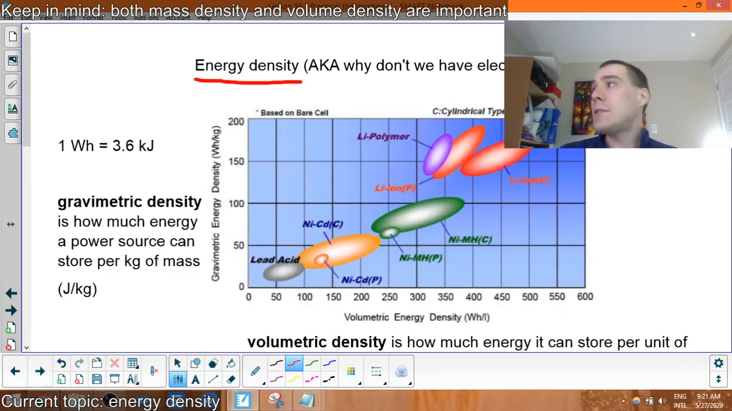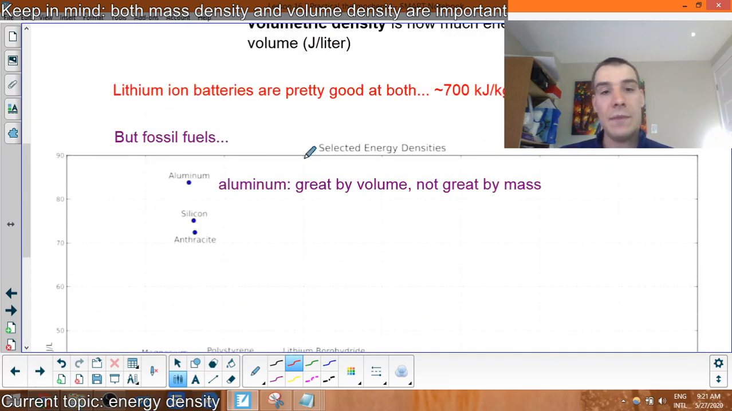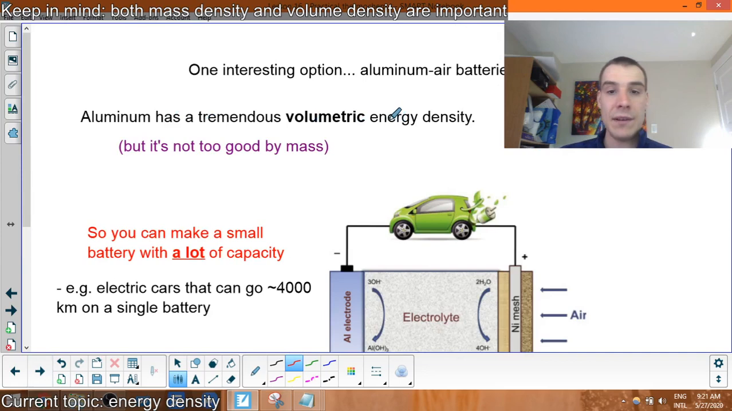We then talked about energy density, which we just finished talking about. Lithium-ion batteries are the best in terms of batteries right now, but they pale in comparison to something like gasoline in terms of both mass and volume efficiency. Talked about why hydrogen is not great in terms of volume efficiency, so it's not going to be good for cars, but it's great for rockets. And we talked about how aluminum is really good for volume, so great for cars.